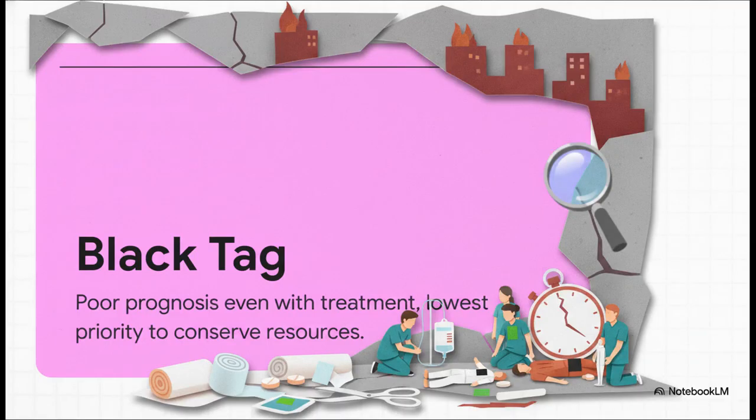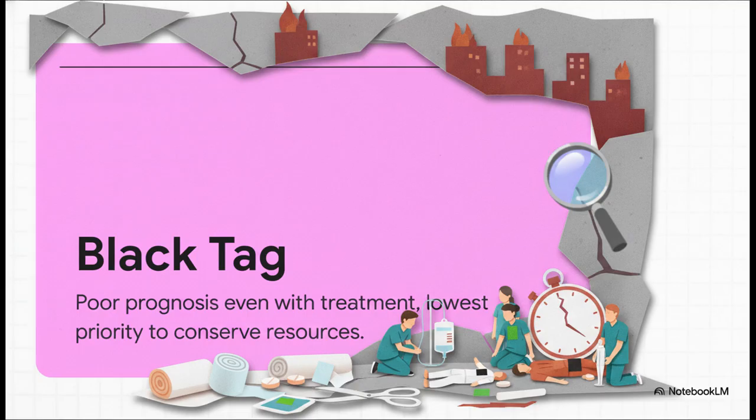This right here is the truly grim reality of a disaster. Care literally has to be withheld sometimes from those given a black tag so that those limited resources can be used to save the greatest number of people. Now, a black tag or expectant category doesn't necessarily mean the patient has passed away.